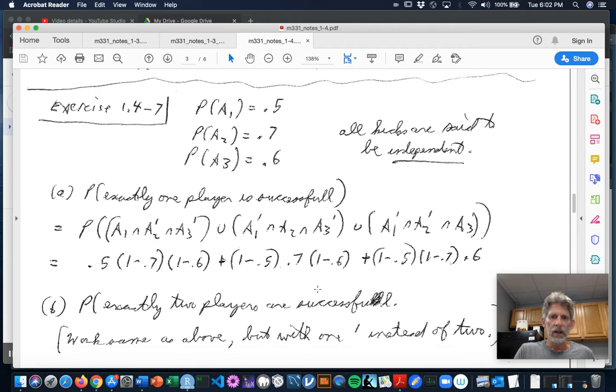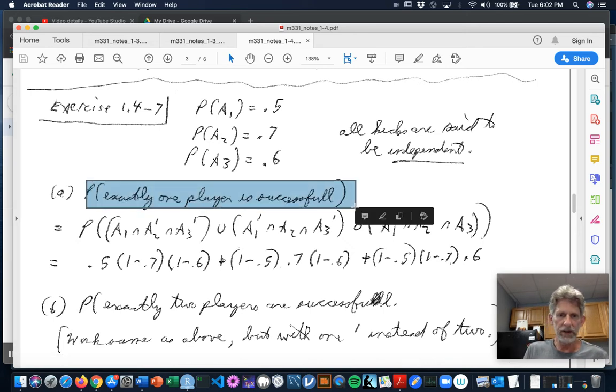Number 7. You've got 3 people playing football, and each of them is a field goal kicker, and each of them tries to kick a field goal. A1 is the event that the first kicker succeeds. A2 is the event that the second kicker succeeds, and A3 is the event that the third kicker succeeds. And all the kicks are said to be independent. So if I know that one person succeeded, it doesn't tell me anything more about whether the other people will succeed. And they want to know in part A, what's the probability that exactly one player is successful?